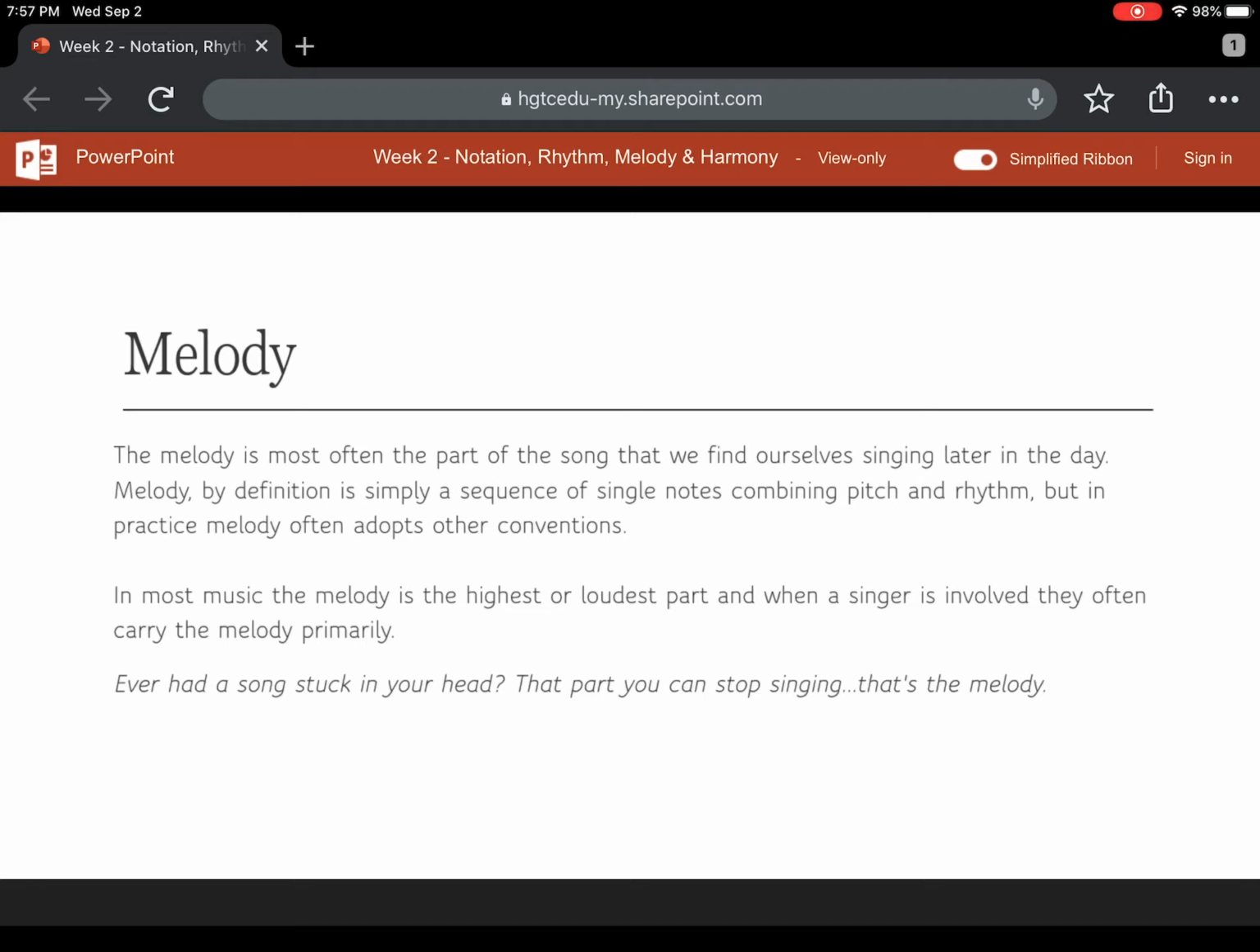Next we have melody. So melody is a part of the song that we find ourselves singing later. Melody is most easily thought of as the higher pitch, or the one that you hear people singing by themselves as a solo. If we use the example, Mary Had a Little Lamb, then the melody would be... A little bit later we'll talk about harmony that goes with that.